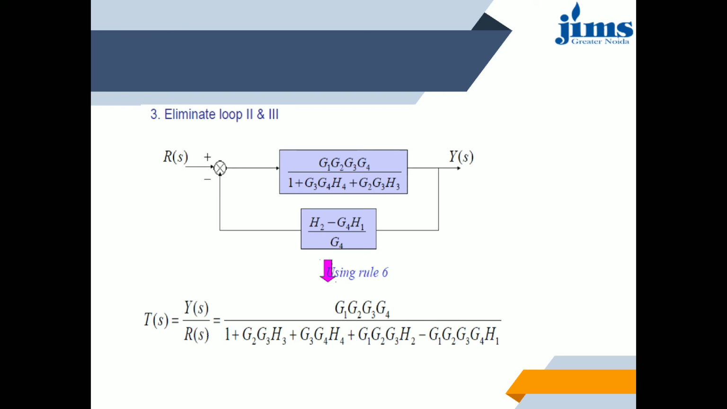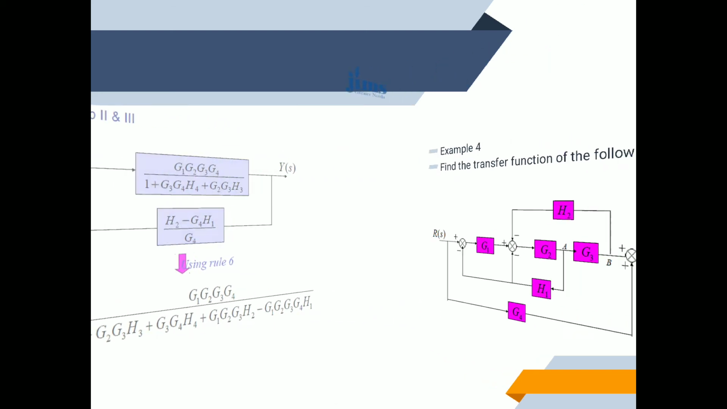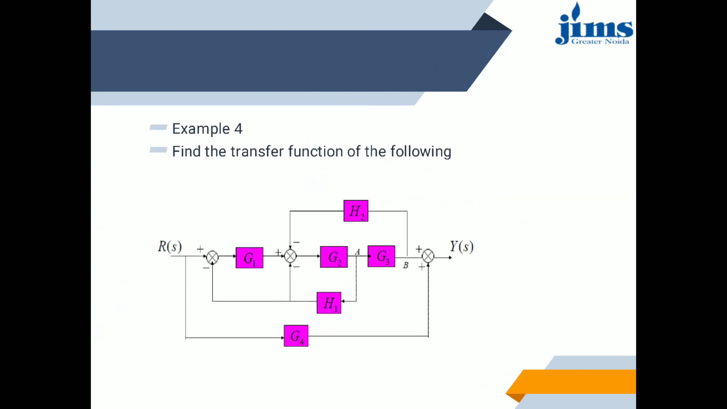When you solve these two, you'll get the overall transfer function Y(s) by R(s) as G1 G2 G3 G4 divided by 1 plus G2 G3 H3 plus G3 G4 H4 plus G1 G2 G3 H2 minus G1 G2 G3 G4 H1. So next we'll discuss one more example on block diagram reduction. This will be the last example I'm discussing with you. Rest you may practice on your own.